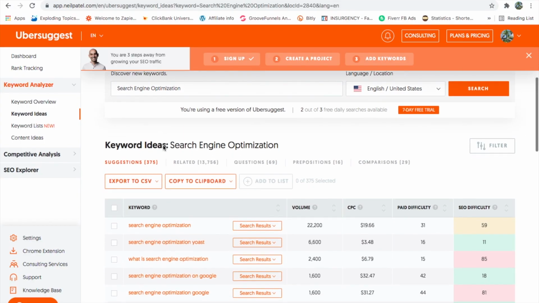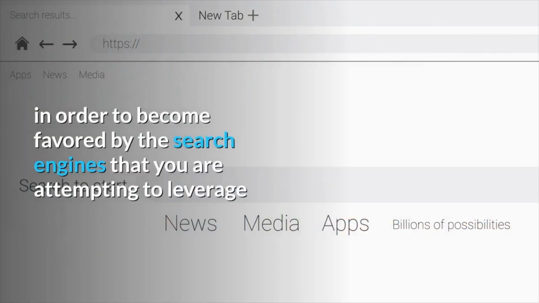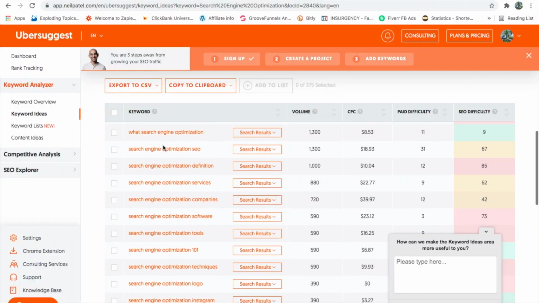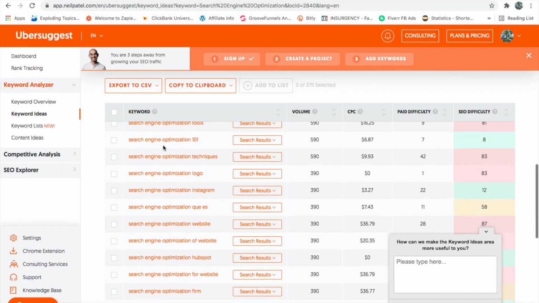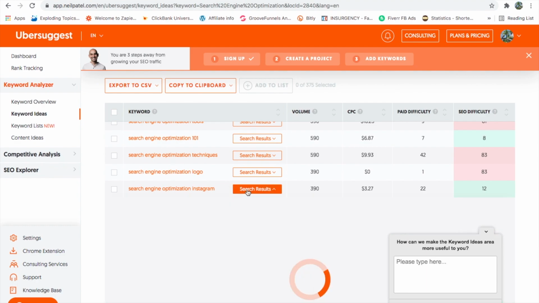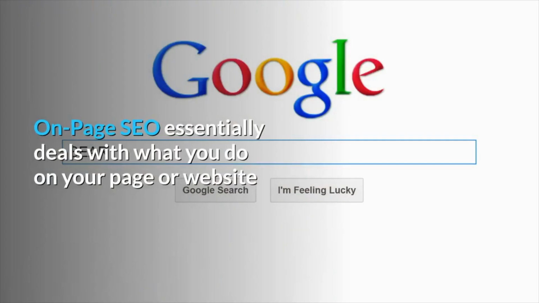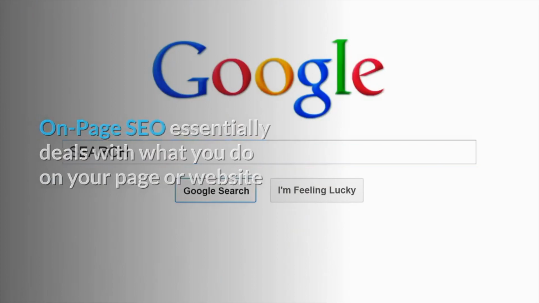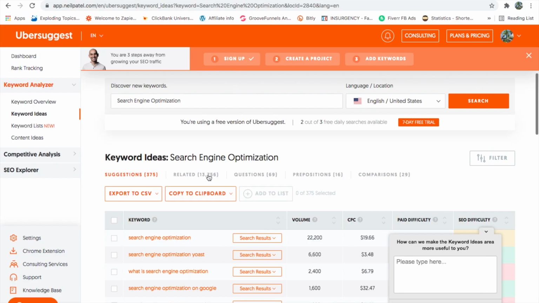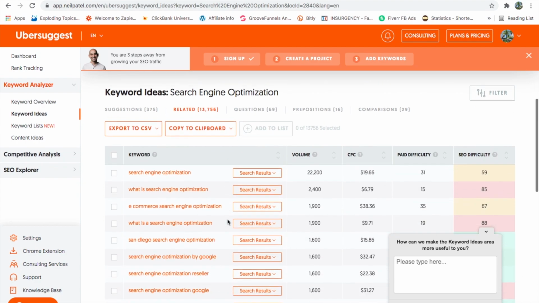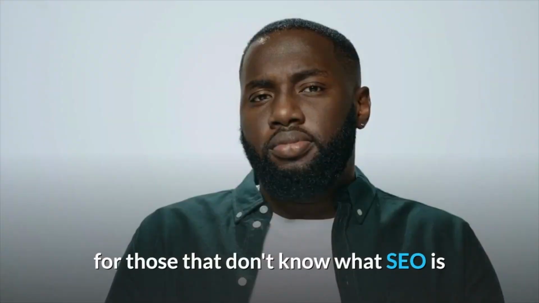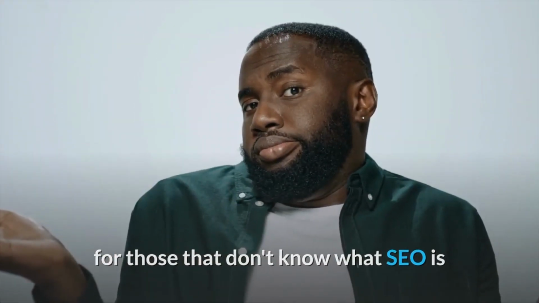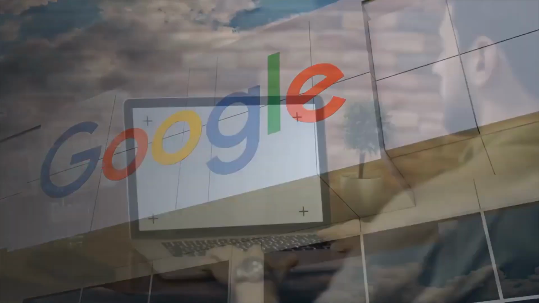When it comes to SEO, you have two things that you need to prioritize in order to become favored by the search engines that you're attempting to leverage for traffic purposes. The first thing that you'll want to focus on is on-page SEO, which can also be referred to as on-site SEO. On-page SEO essentially deals with what you do on your page or website in order to get search engine ranking results. These are things that you can do and control to give your website a stronger online reputation amongst search engines. And for those of you that don't know what SEO is, it stands for Search Engine Optimization.